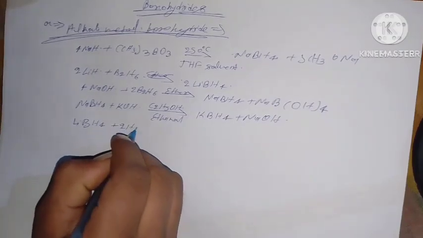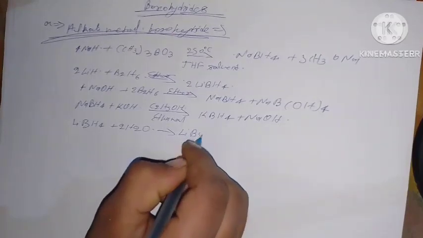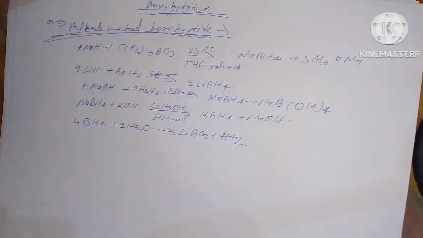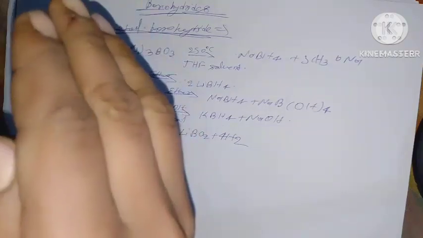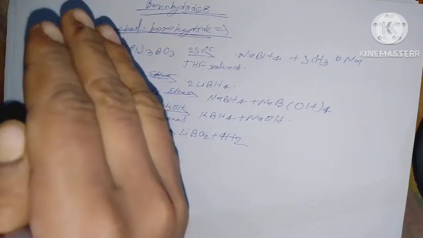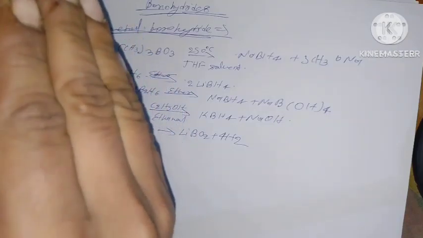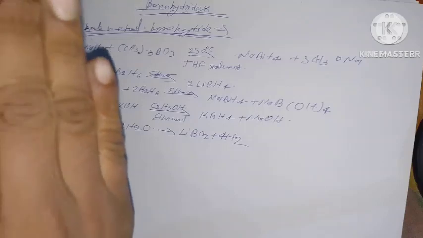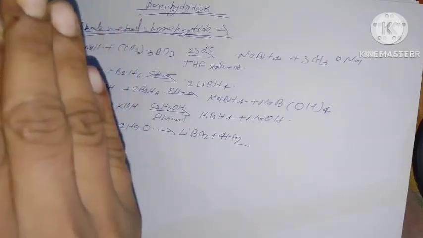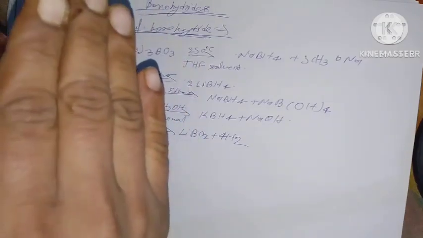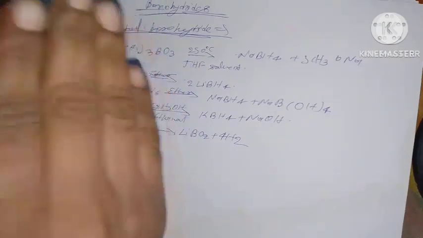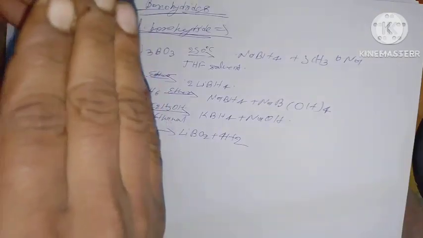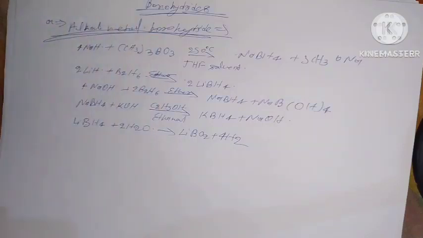LiBH4 plus 2H2O makes LiBO2 plus 4H2. Sodium borohydride, NaBH4, may be recrystallized from cold water with only slight decomposition, but KBH4 is quite stable with water. The alkali metal borohydrides are valuable reducing agents in organic synthesis. Alkali metal borohydrides reduce carbonyl compounds to the corresponding alcohols.